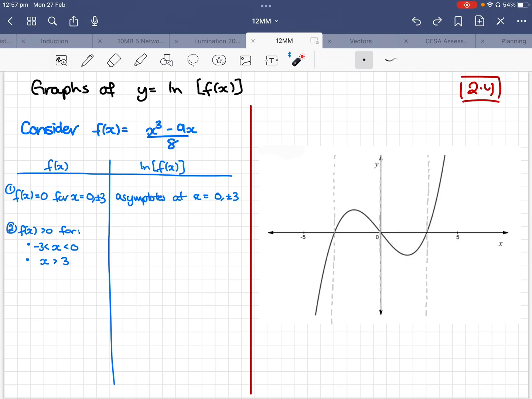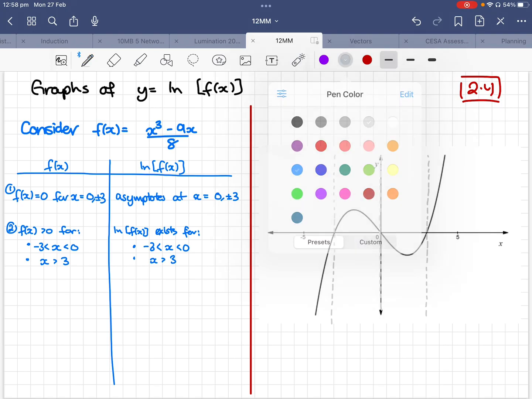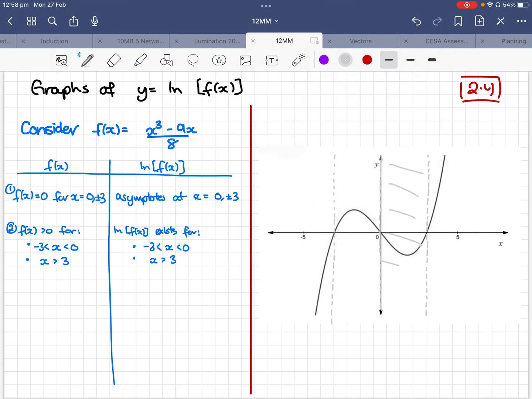This means ln of f of x exists for x between -3 and 0, and x greater than 3. So that means we can block out these regions here. I may be doing this in a very light pencil, just so that I know that I'm not going to be drawing anything there, right? Our function's negative here, it's negative here, so ln of a negative doesn't exist, so the function is only going to exist somewhere in here and somewhere out here.